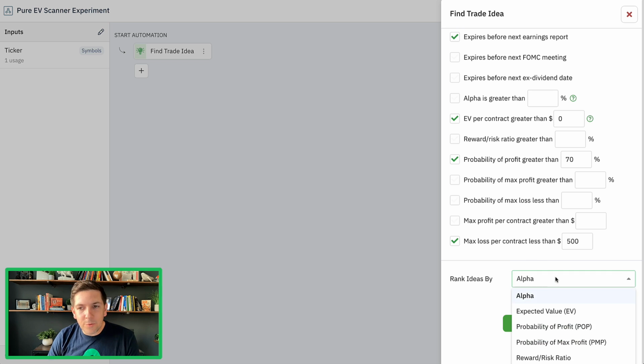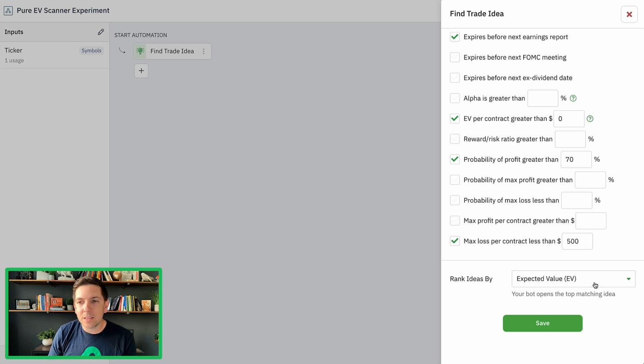Now, you don't have to rank it by alpha. You could rank it by expected value and take the highest, most profitable expected value. What I wanted to do here, in case there were different spreads that it was looking at, like a wide spread versus a narrow spread, those have different risk characteristics. One might be $500 of risk, one might be $300 of risk. And so one of those, just purely because it's a wider spread, might have a higher expected value. And so I didn't want to take the highest expected value ones.